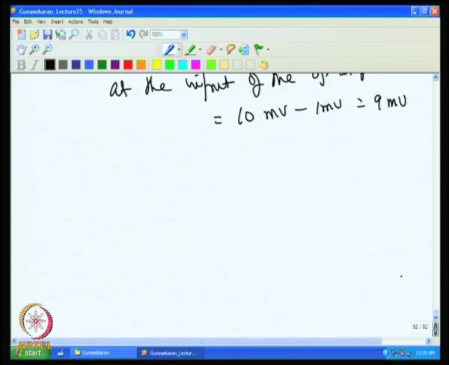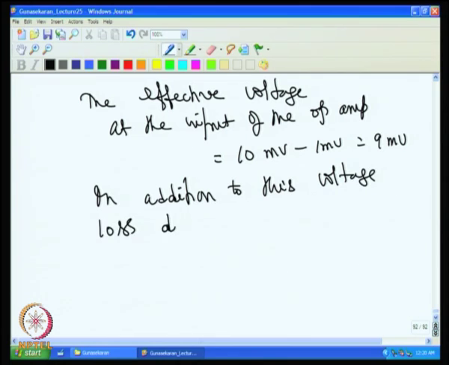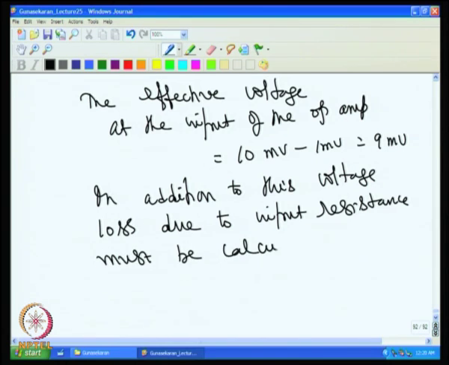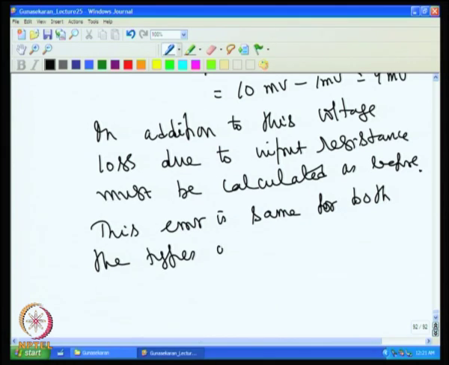In addition to this, you will have the voltage drop error due to the input resistance. So in addition to this, the voltage loss due to input resistance must be calculated as before, which is the same for both cases. There is no difference between the two types for the loss due to input resistance. This error is the same for both types of op amp.